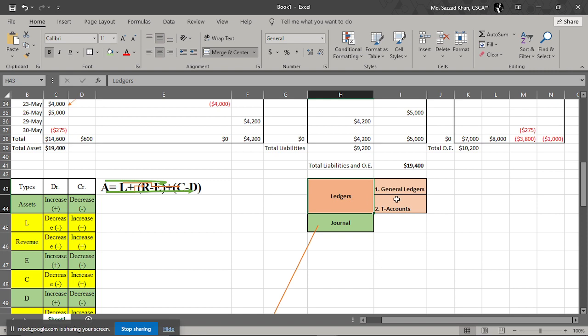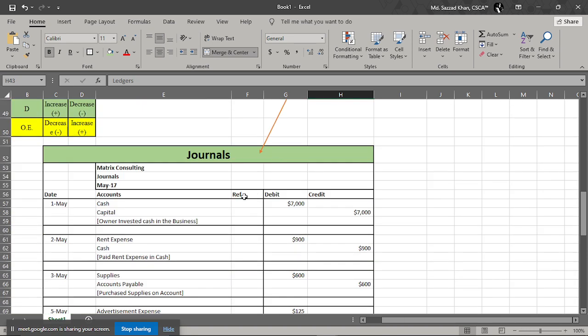And ledgers is the summation, or we can say a summarized version of the journals. How? Suppose in journals there's an account cash, then there's an account capital. So different accounts consist in one single journal entry. But in the ledgers, we'll only consider one account. One table will be used to indicate just only one account. And for that particular account, we show how many transactions took place.